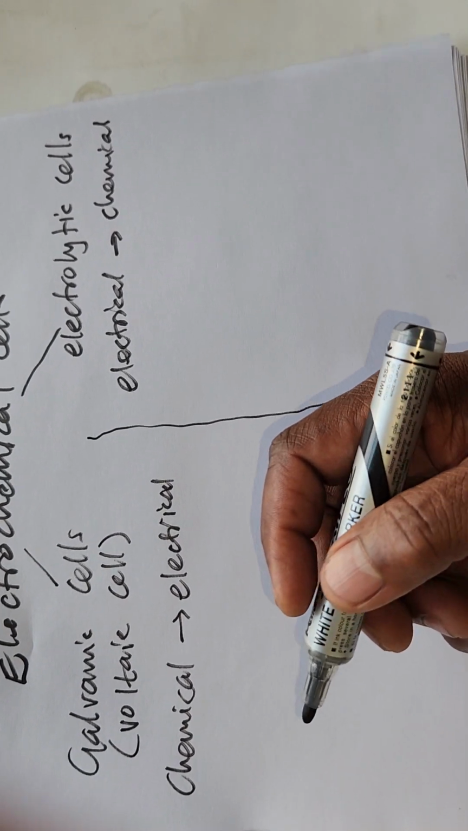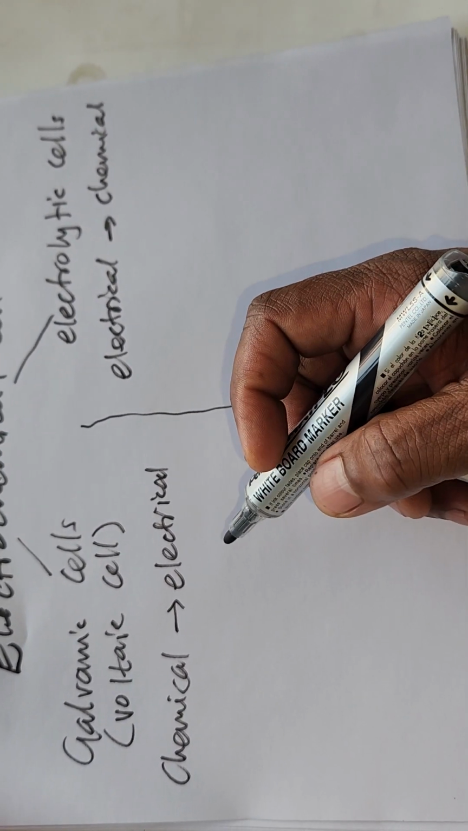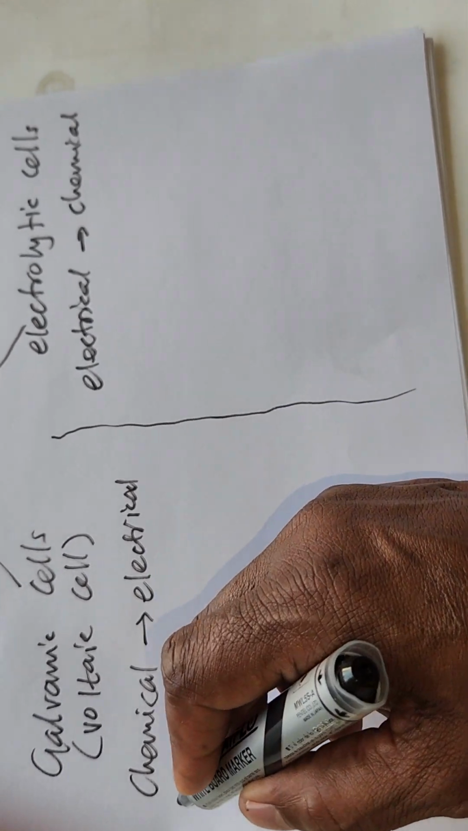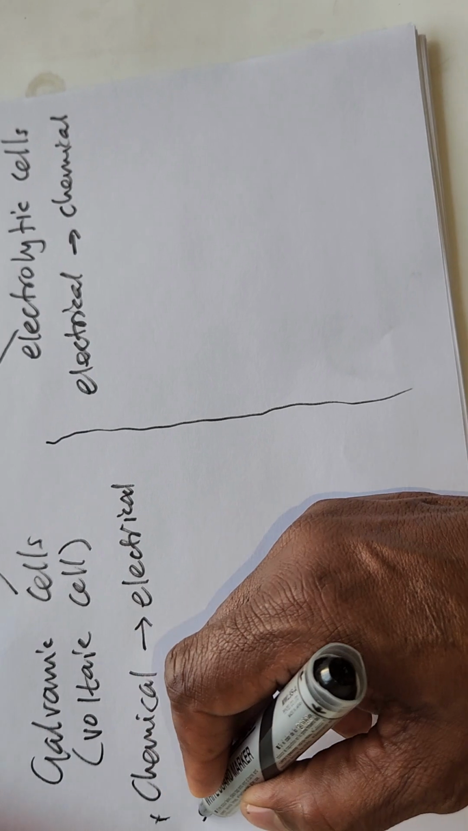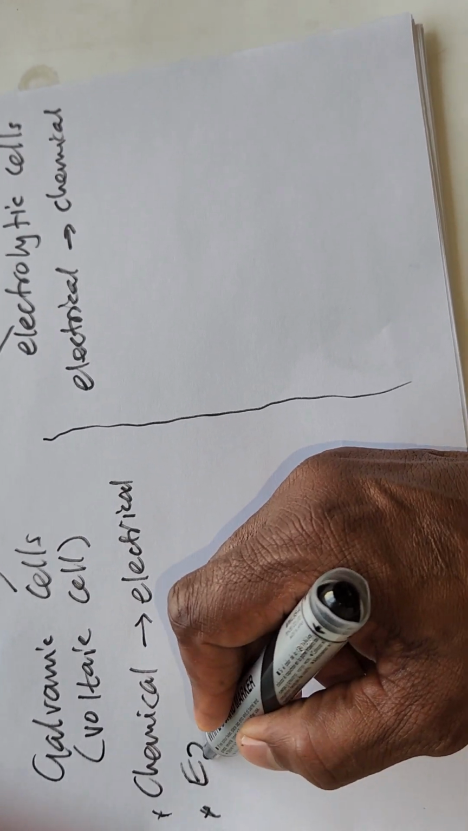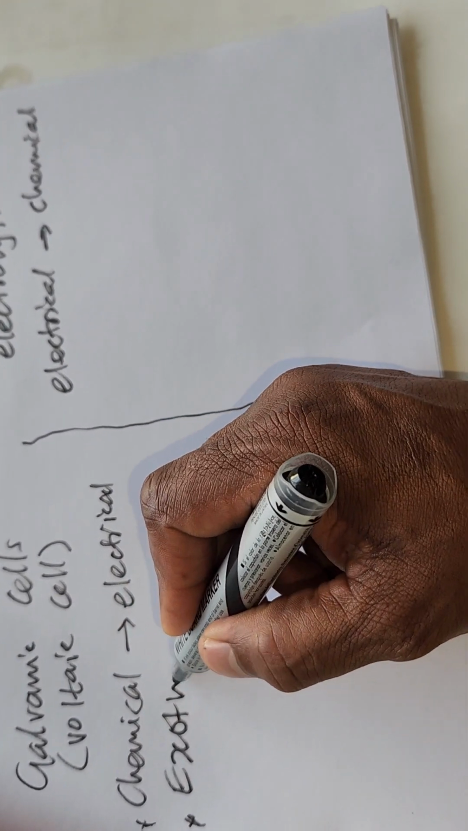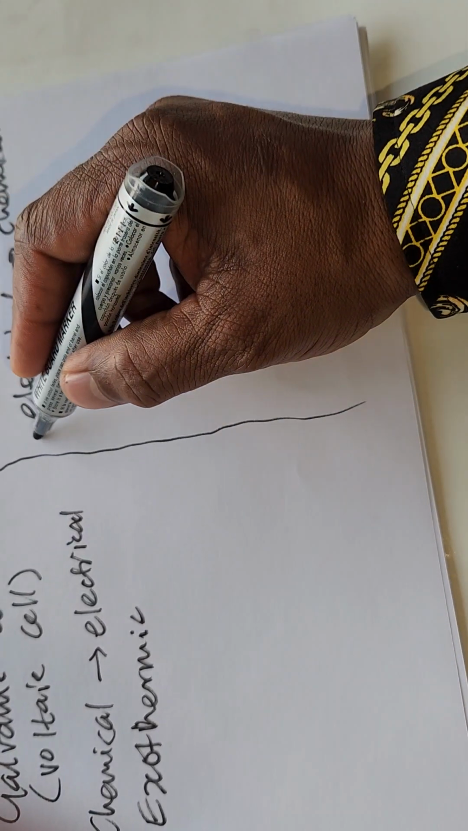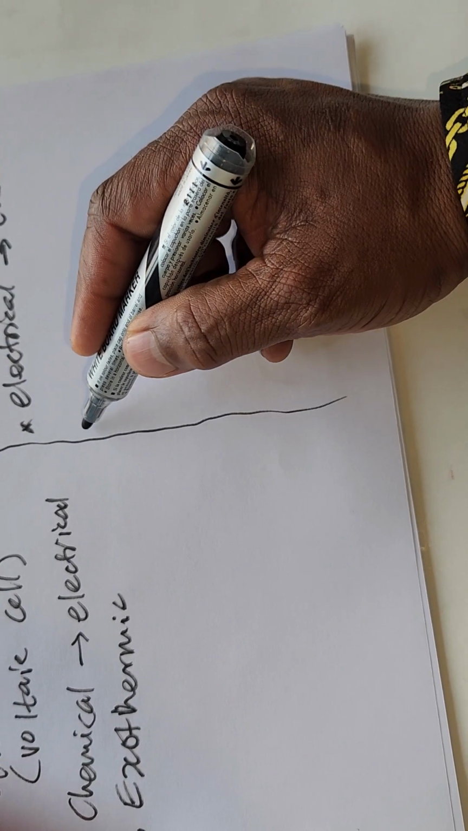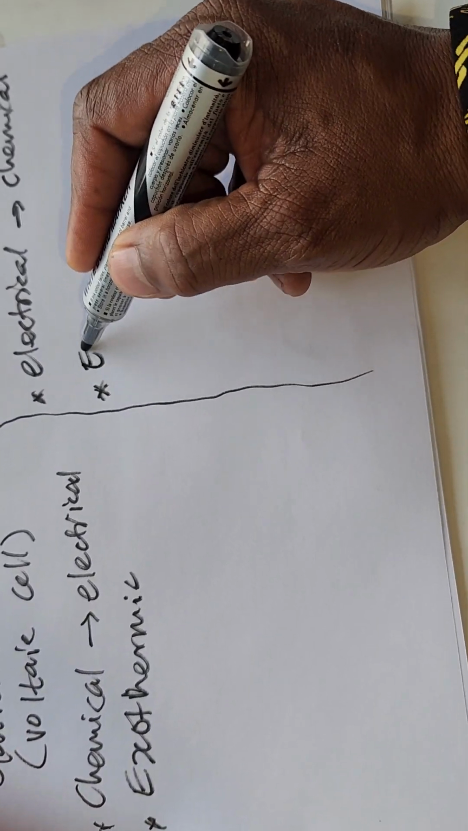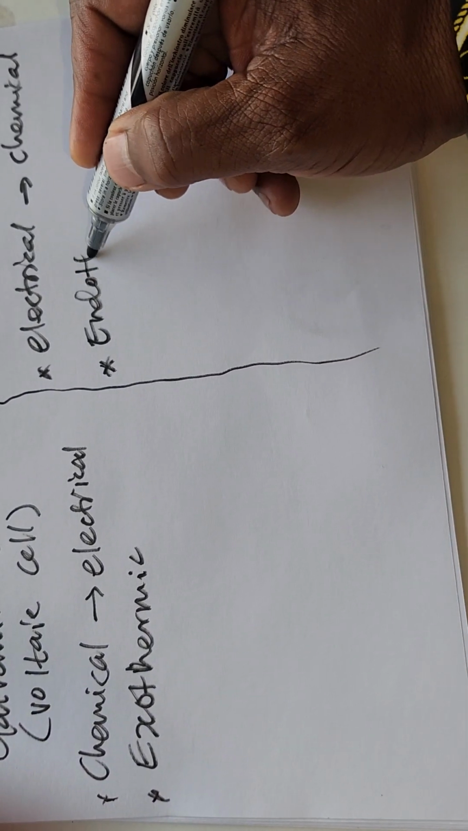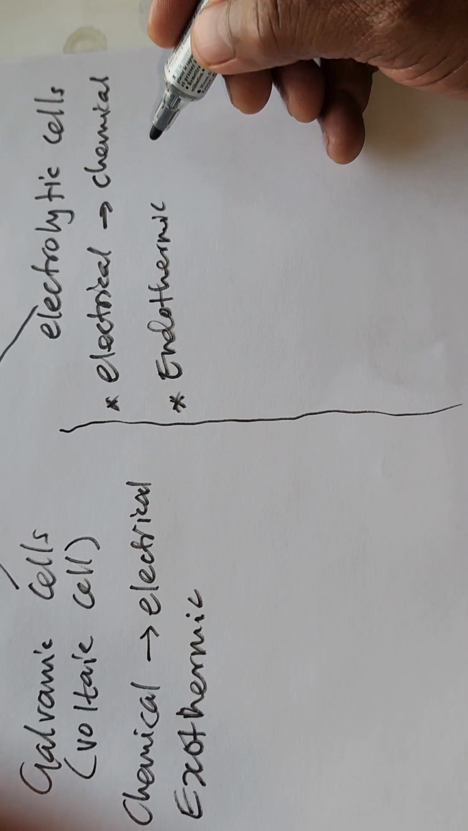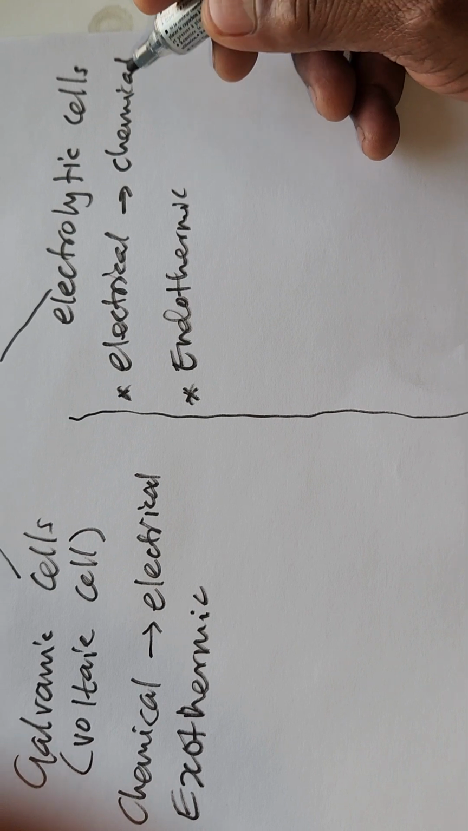Now, what you should know as a result of this production of electrical energy in a galvanic cell, the cell itself is said to be exothermic, meaning that energy is released there. Whereas in the electrolytic cell, it is endothermic. We require energy for the cell reaction to take place.